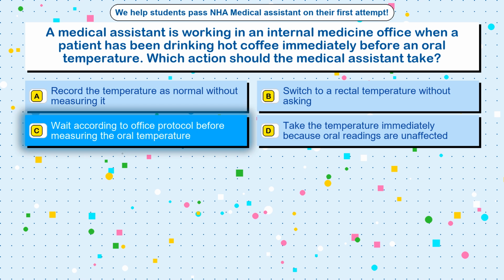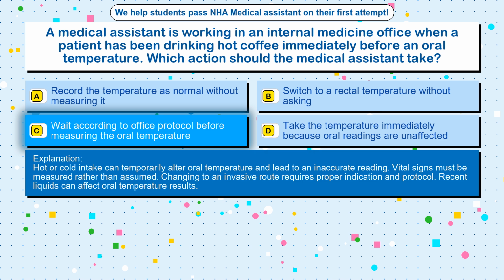The correct answer is option C. Wait according to office protocol before measuring the oral temperature. Hot or cold intake can temporarily alter oral temperature and lead to an inaccurate reading. Vital signs must be measured rather than assumed. Changing to an invasive route requires proper indication and protocol. Recent liquids can affect oral temperature results.